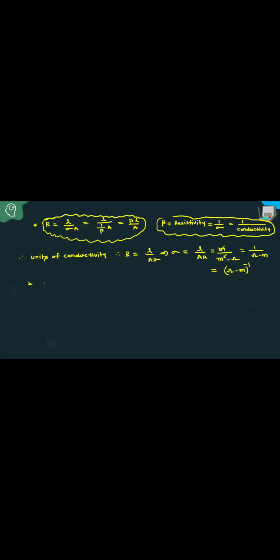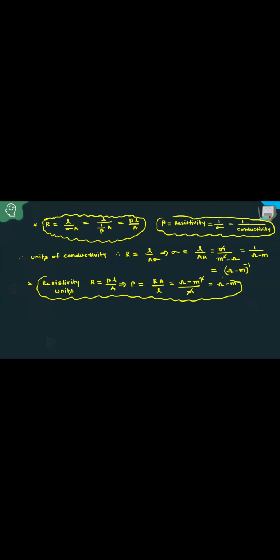What are the units of resistivity? R equal to rho L by A. From this, rho equal to RA by L. The units of resistance are ohm, area is meter square, divided by meter, meter cancels. So the unit of resistivity is ohm meter. What are the units of conductivity? Ohm meter inverse, since conductivity equals 1 by resistivity.